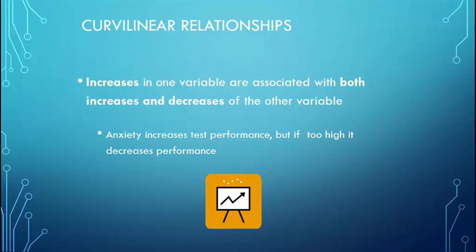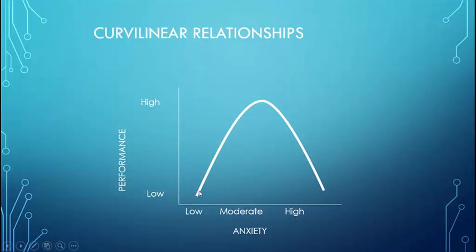All right, two special cases. One is called a curvilinear relationship. This is when increases in one variable are associated with both increases and decreases of the other variable. This is when the relationship looks more like a curve. It can look like an upside down U, like we have here. It can look like a U-shaped curve, the opposite of this, or some other curvy function. And this is often the case when we're looking at human behaviors.